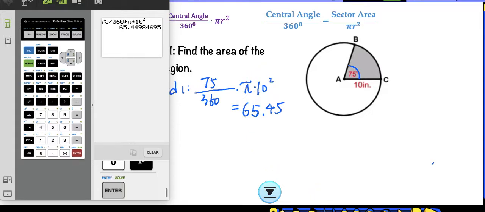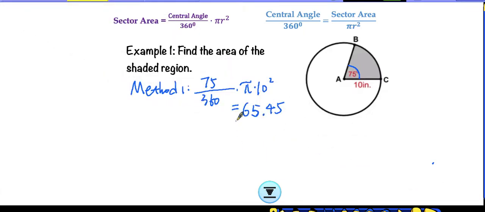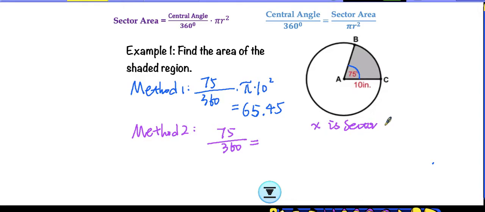Then let's move on to the second method. Let's use a different color here. Method 2, we're going to set up the ratios for 2 sides. The left side is the central angle, which we already know, 75 over 360. And then the sector area is one we don't know, so we're going to put x here. So x is the sector area, x over pi r squared, which is 10 squared.